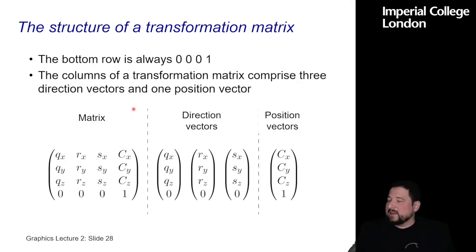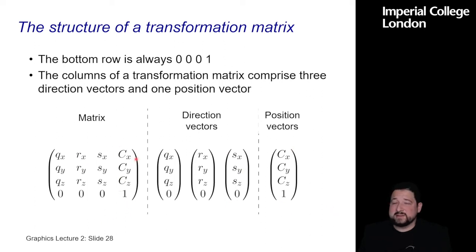Okay, so let's have another more detailed look at transformation matrices. Really, with that knowledge of position vectors and direction vectors, what we see here is that these transformation matrices consist of columns of vectors. So we have 3 direction vectors in this column, in this column, in this column, Q, R, and S direction vectors, and 1 position vector.